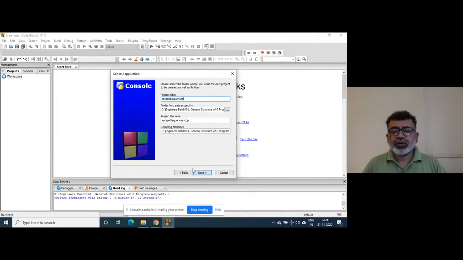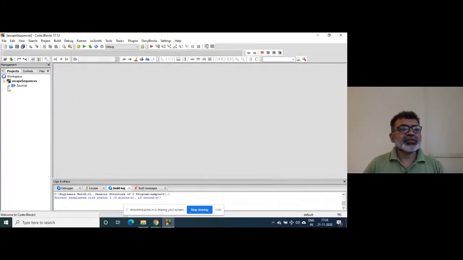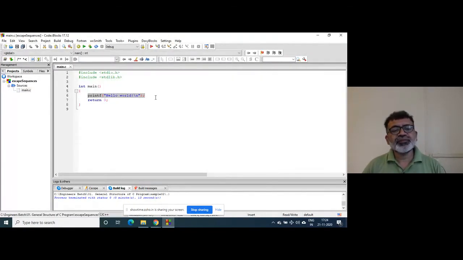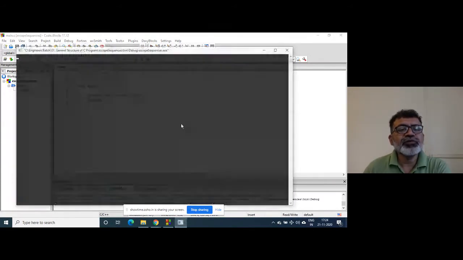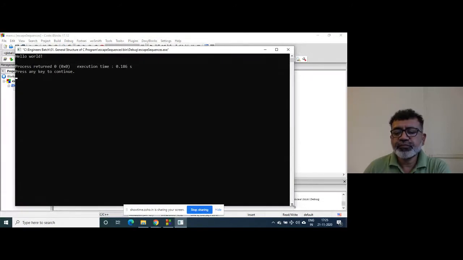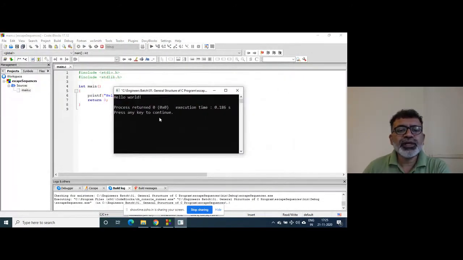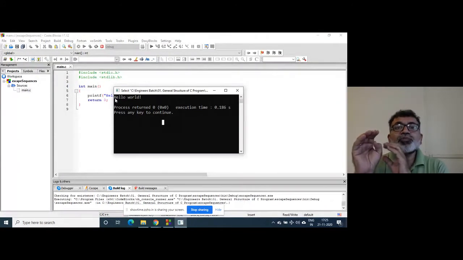Suppose we use escape sequences, right? These are very important. Suppose I print this, I run this code. You'll get hello world. No big deal in this. You'll get hello world. But how will you print this in a double quote? I want hello world to be printed inside double quotes. So double quote should also be there on the output window.